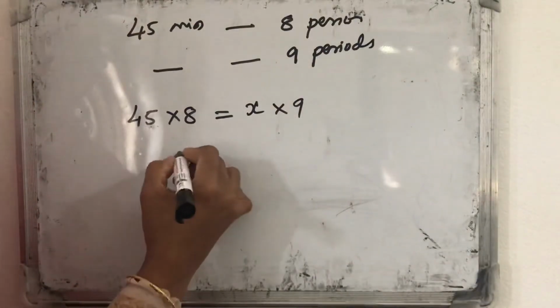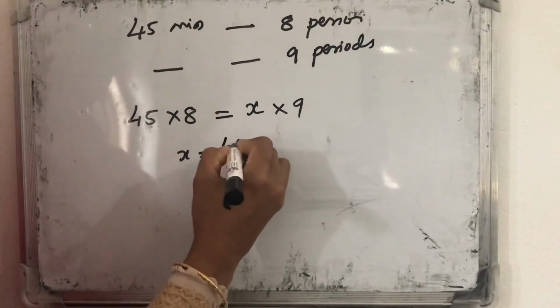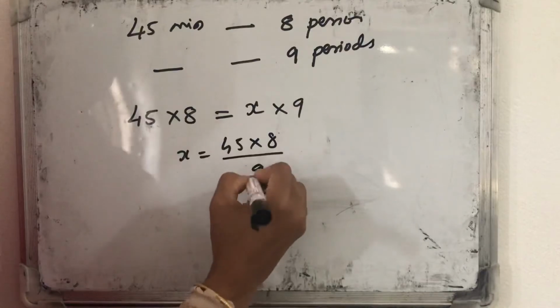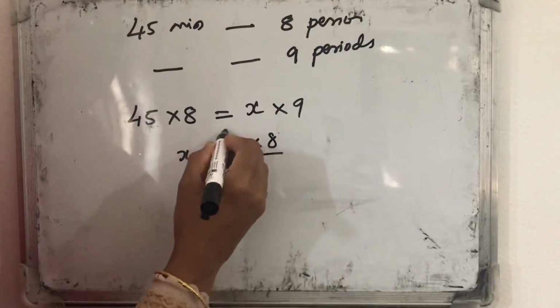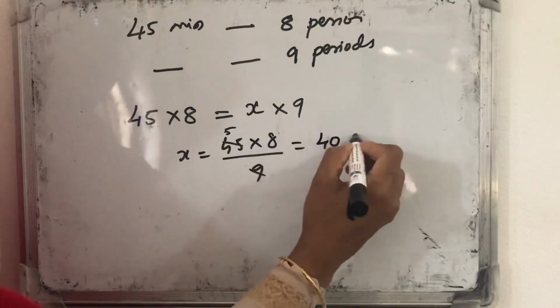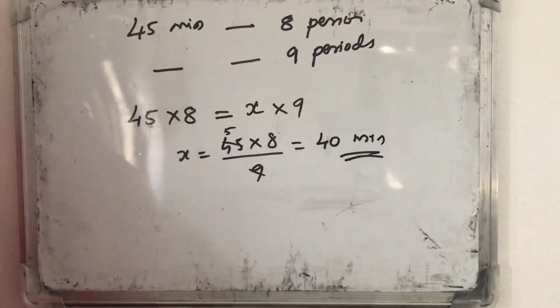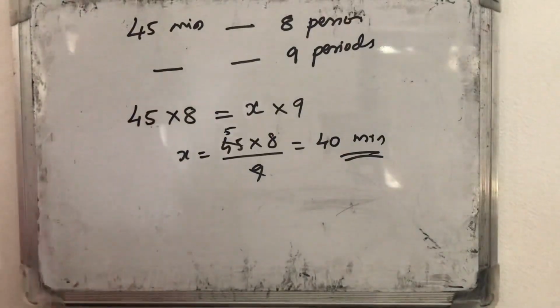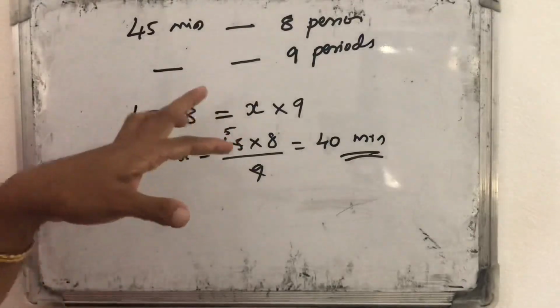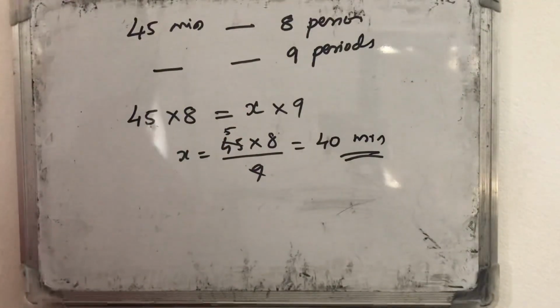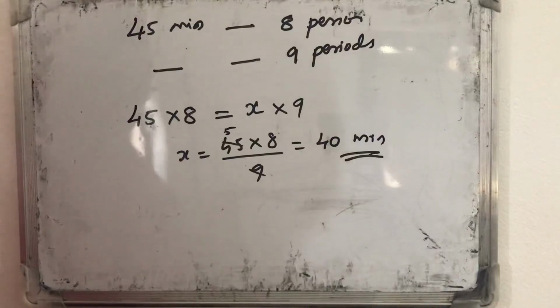So x will be 45 into 8 divided by 9, so it will be 5 into 8, which is 40 minutes for each period. Only 40 minutes is available for each period if they need 9 periods. So that chapter is completed.